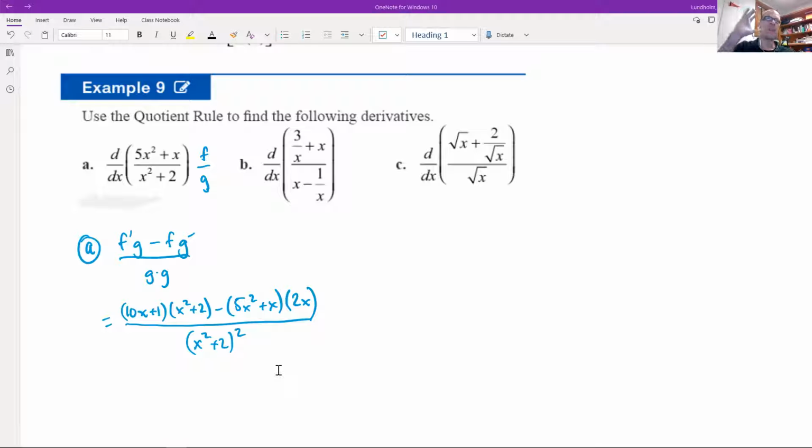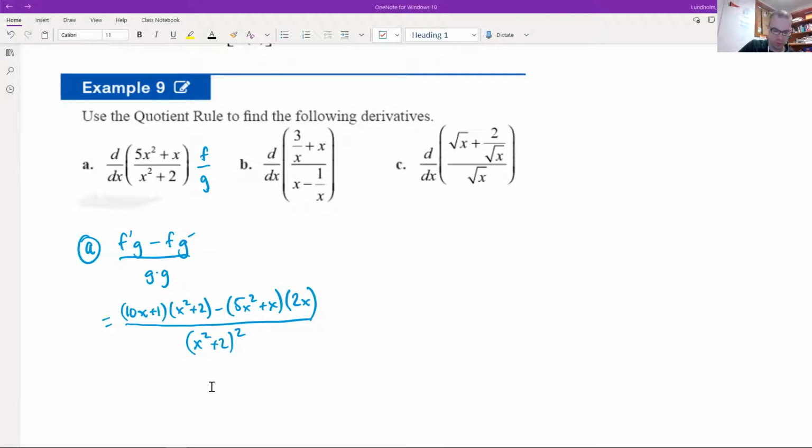And again, since we've completed the quotient rule, we found the derivative. And everything else that we would do after this point would just be cosmetic. And I guess if we're not going to simplify things, I could do another one.